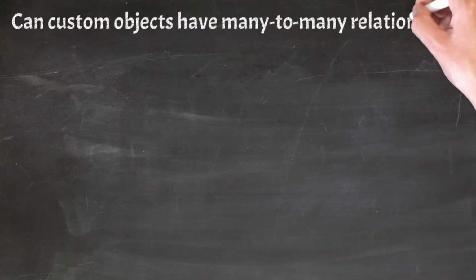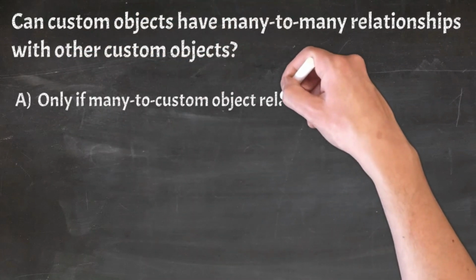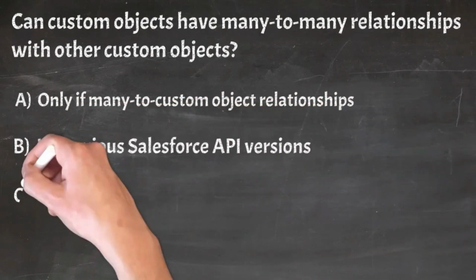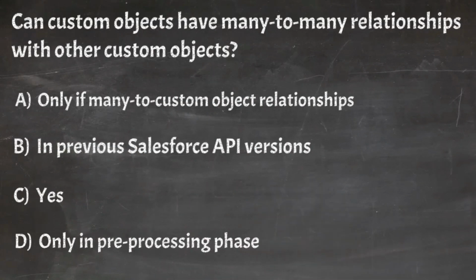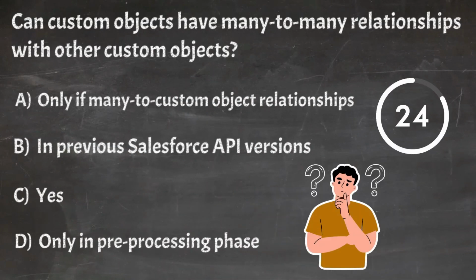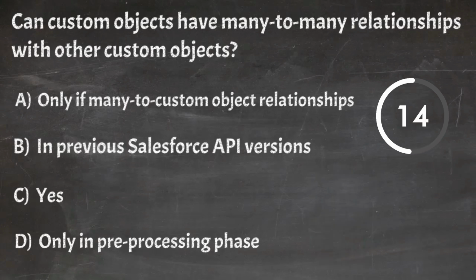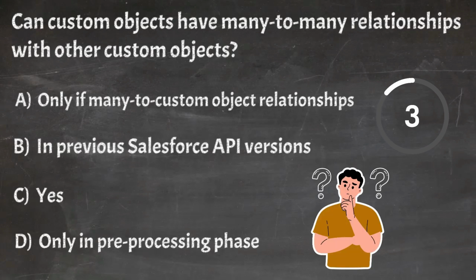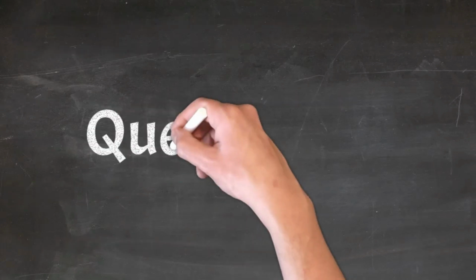Question 12. Can custom objects have many-to-many relationships with other custom objects? A. Only if many-to-custom object relationships. B. In previous Salesforce API versions. C. Yes. D. Only in preprocessing phase. Correct answer C. Yes.